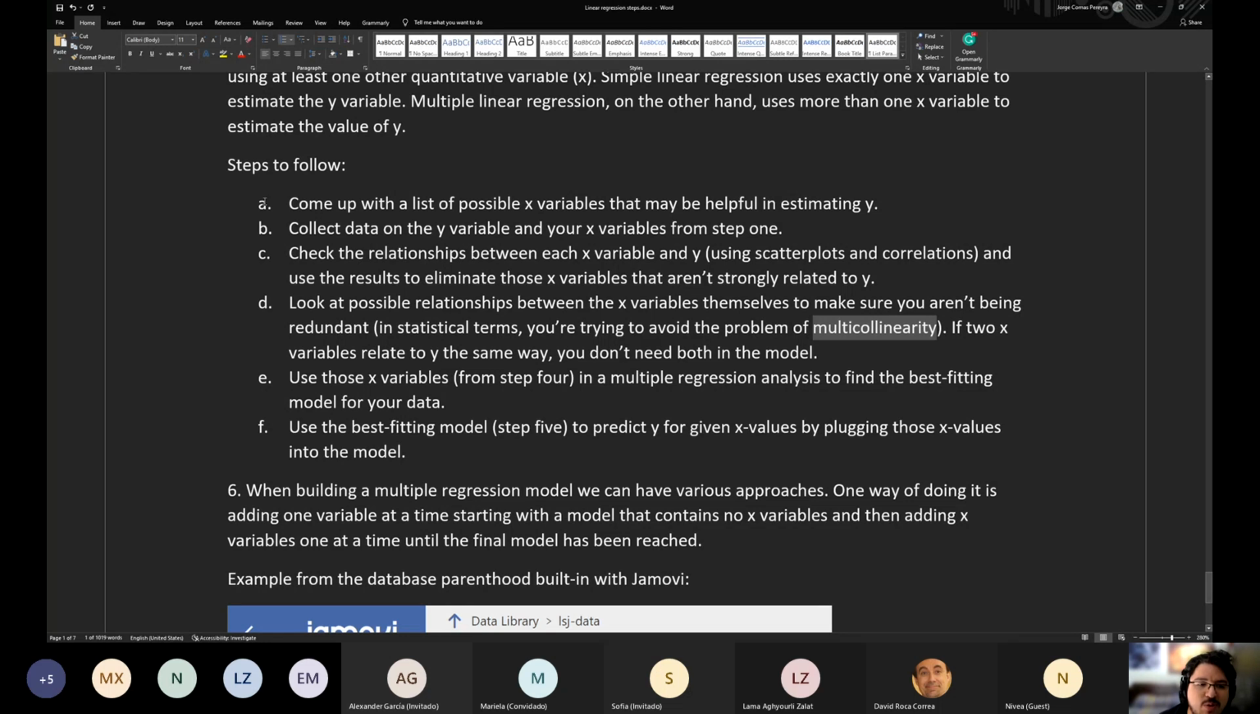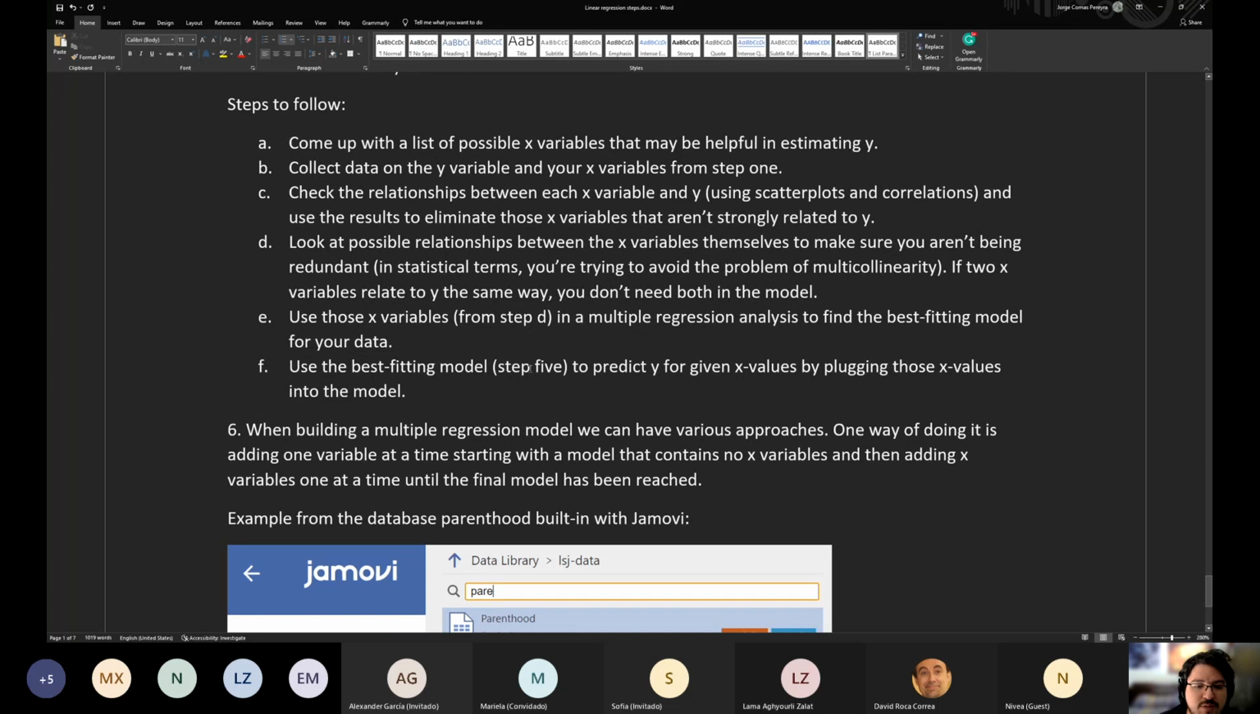Well, this maybe should be 1, 2, 3, 4. We use those variables from step D in a multiple regression analysis to find the best fitting model for your data. Okay, and that is what we're going to do next. And we use the best fitting model in step E to predict y for given values of x, by plugging those into the model.